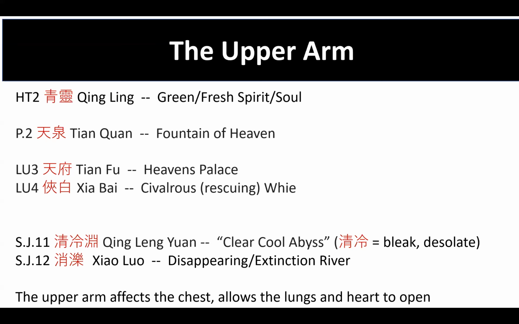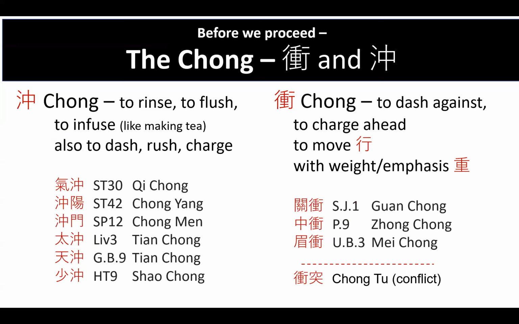So the upper arm affects the chest, allows the heart and the lungs to open, and also affects your mental state. I'm just trying to look at the different portions of the body. So when you have pain there, you might generate ideas of what you can do with it, what else it might mean. That's all.